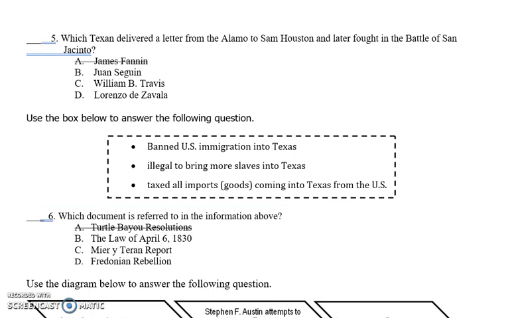Question 5. Which Texan delivered a letter from the Alamo to Sam Houston and later fought in the Battle of San Jacinto? Is it B, Juan Seguin; C, William Barrett Travis; or D, Lorenzo de Zavala?